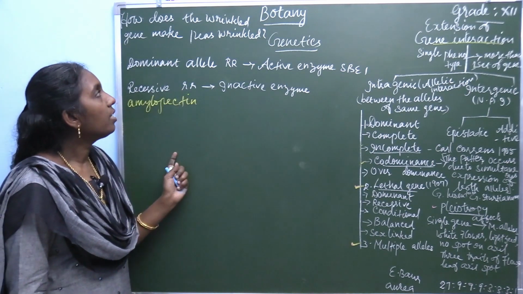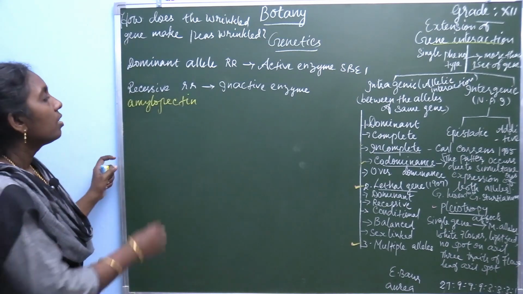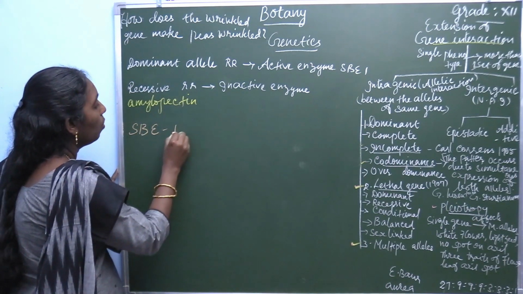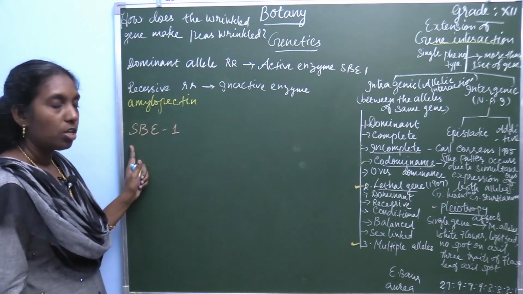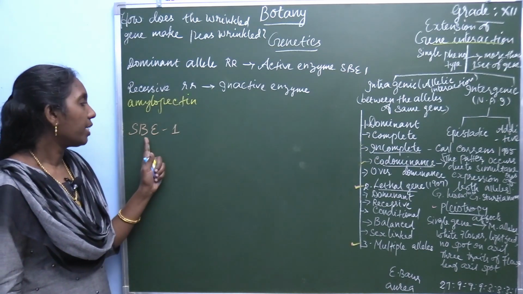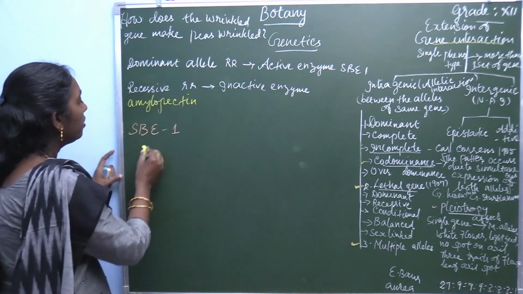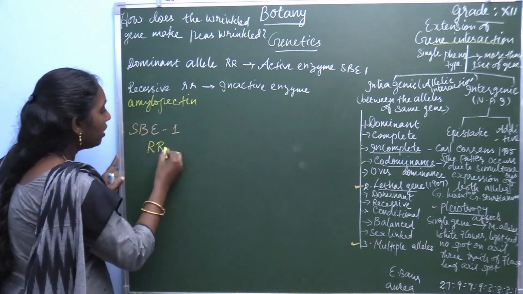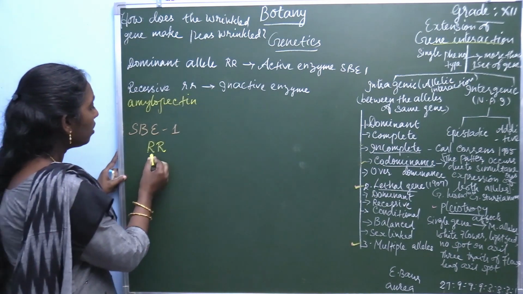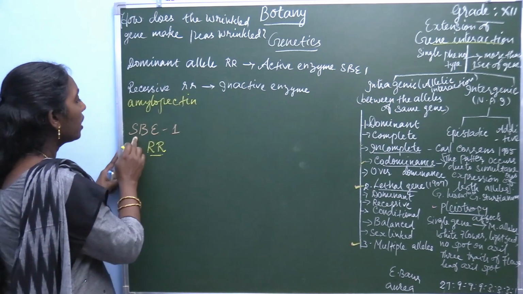How does the wrinkled gene make Mendelian pea wrinkled? There is a protein called SBE1, that is starch branching enzyme 1. Starch branching enzyme 1 is the protein encoded by the dominant, wild type allele, capital R. This capital R is the dominant allele which encodes the enzyme protein SBE1.